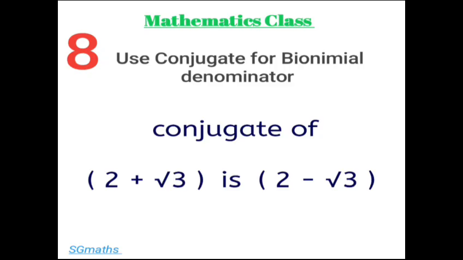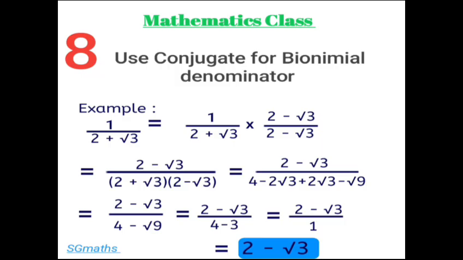So let's look at this. Look at this example. We have 1 over 2 plus root 3. And remember, the rule is that you must rationalize the surd. Surd must not be in the denominator. Whenever you are solving surd and you get an answer, there must not be surd in the denominator. So you must rationalize.